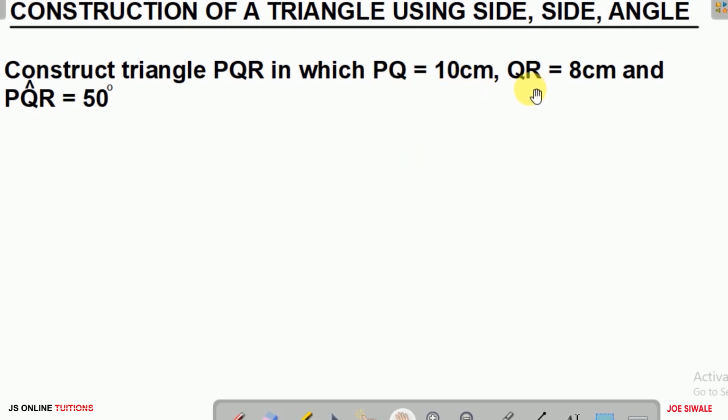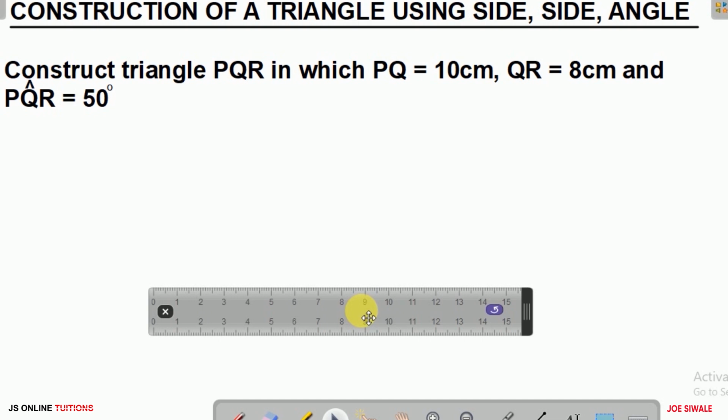So in that instance, we have been given side PQ as 10 centimeters, we have been given side QR as 8 centimeters, and we have been given angle PQR as 50 degrees. So the first thing that we're going to do, we're going to draw our line PQ as 10 centimeters. So let us do that. To draw line PQ there, we're going to get our ruler and measure 10 centimeters.